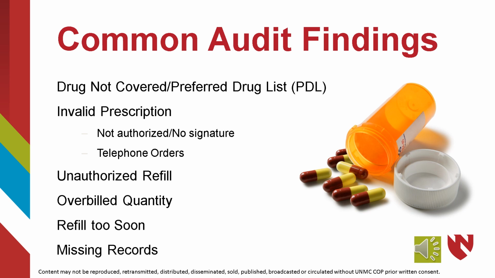So common audit findings include some of these items listed on the slide, and again, I think it's important to know what common audit findings are. That way you can prepare within your pharmacy and your workflow to make sure that you are complying with these elements. So a common audit finding is that the drug isn't covered, it's not on that provider or the third-party payer's preferred drug list.